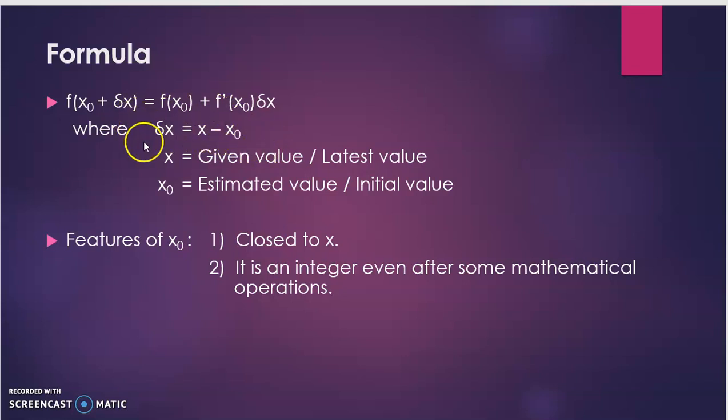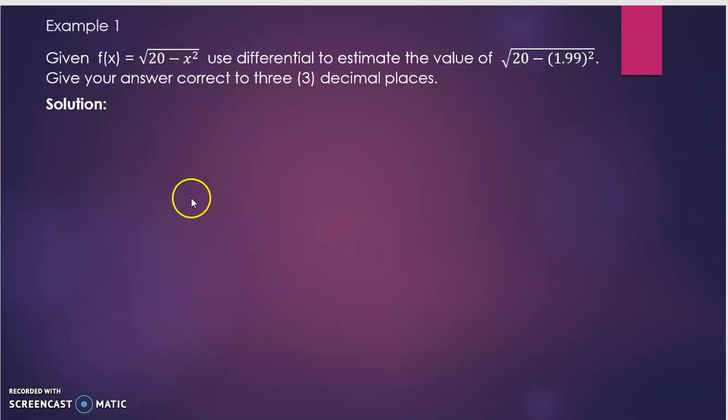Here you have to remember Δx is x minus x0, where x is the given value, or we can say the latest value, and x0 is the estimated value or initial value. There are some features of x0. The first feature is that it must be close to x. The second feature is that it is an integer, so we are not using decimals or fractions, even after some mathematical operation, such as a square root, we still get an answer in the form of an integer. Now we look at example 1.